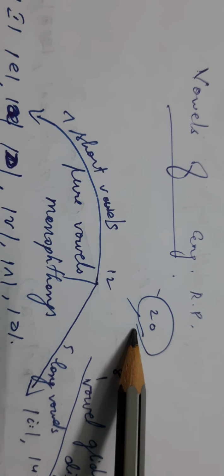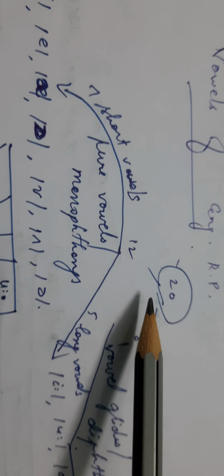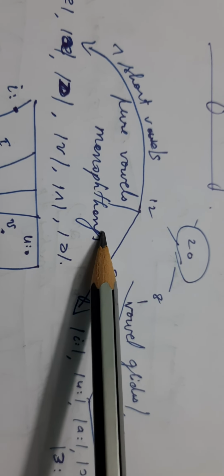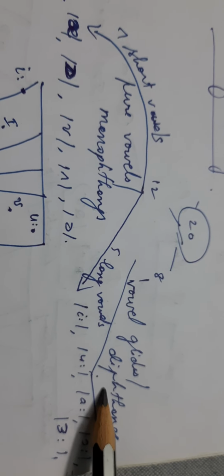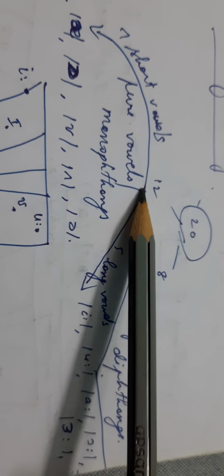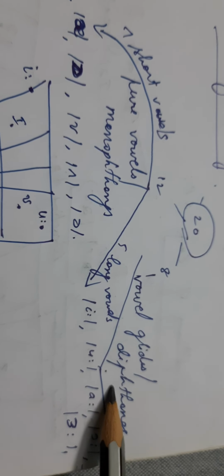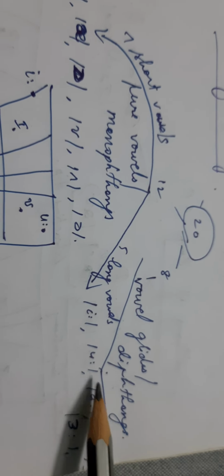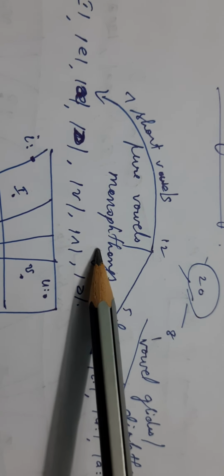When we are looking into the 20 vowel sounds in English RP, they are divided broadly into two types, that is monophthongs and diphthongs. Okay, so as I have put up here, totally you have 12 monophthongs and 8 diphthongs. Okay, so before we talk about diphthongs, first we will look into this monophthongs.